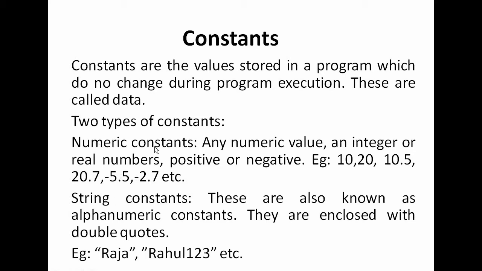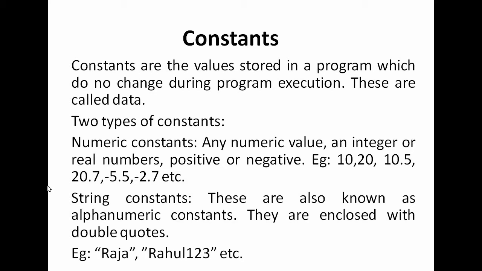So what do numeric constants mean? Numeric constants mean any numeric value. It can be any number, an integer or a real number. It can be positive or it can be negative. For example, when I say numeric value, it can be 10, 20, 30, 40, and these are integers. 10, 20, 30, 40 are all number values. It is also called an integer.